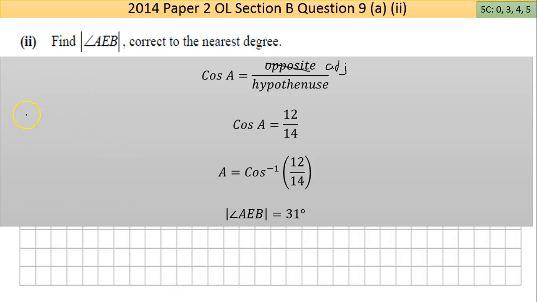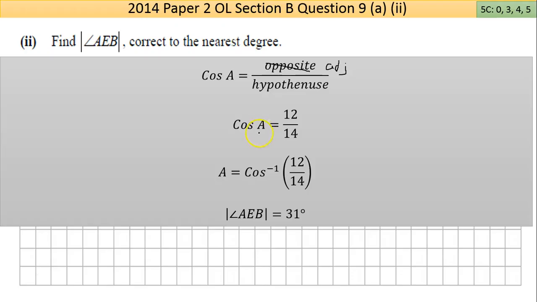Sometimes you hear, oh hell, another hour of algebra. But whatever the mnemonic is, as long as you can write it down, you can access it easily. So the adjacent we said was 12, the hypotenuse was 14, so that's your fraction. What angle relates to that? Well, we need to look it up in the database. That database is stored in your calculator.